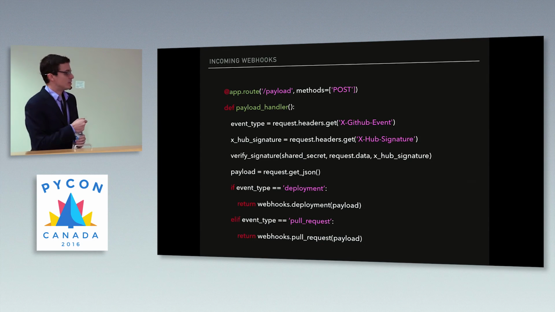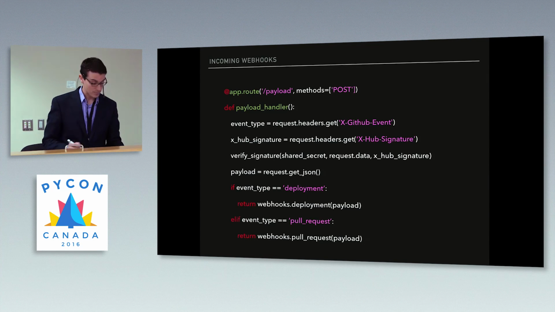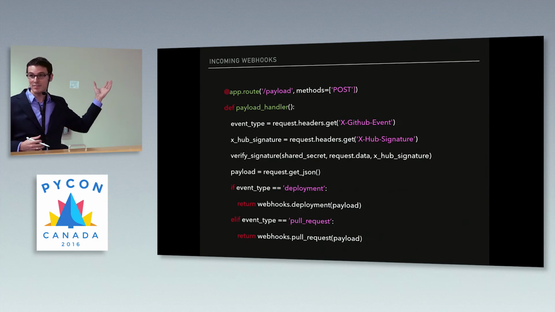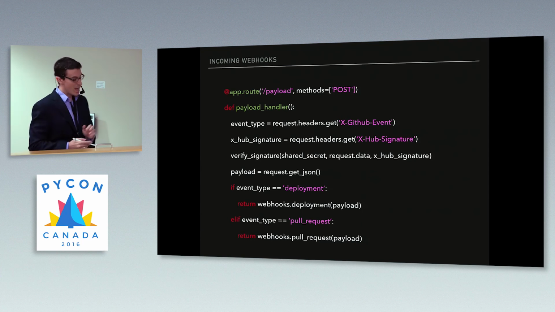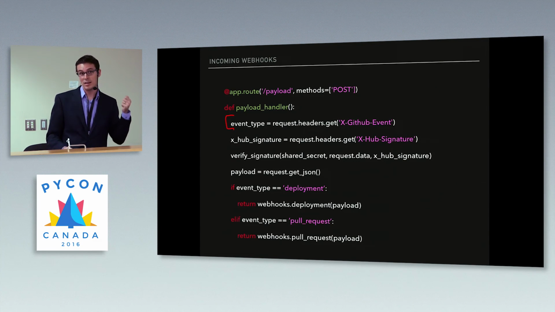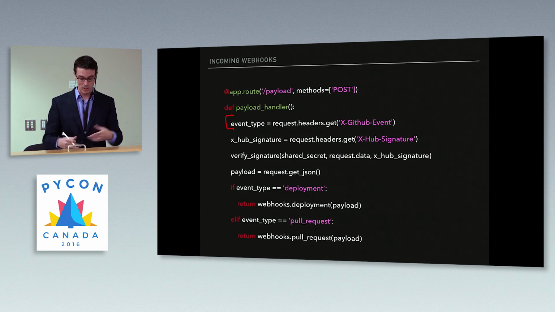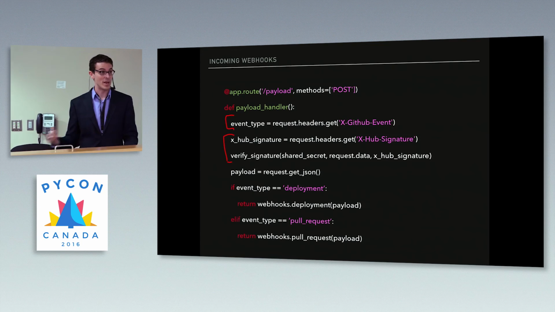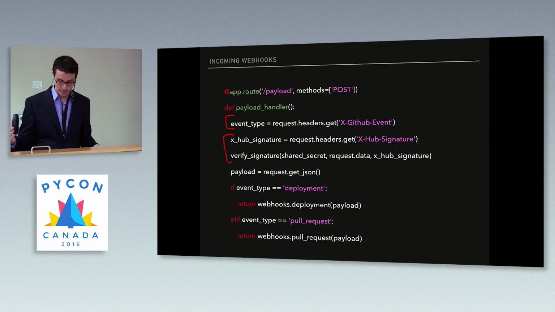So here's a very simple Flask handler. This is the function that receives the webhooks from GitHub, and it doesn't really have to do all that much. You can see right here it checks what the particular event type is. This could be a deployment or a pull request or all sorts of things. It does some verification to make sure the message is actually coming from GitHub and not from some random person that wants to kick off a deploy.